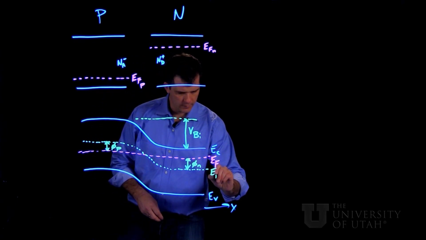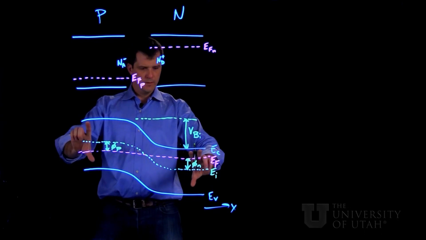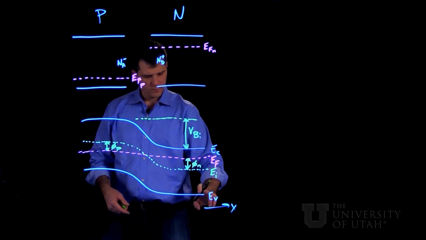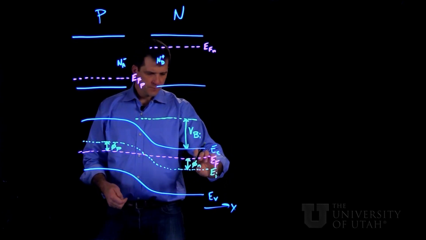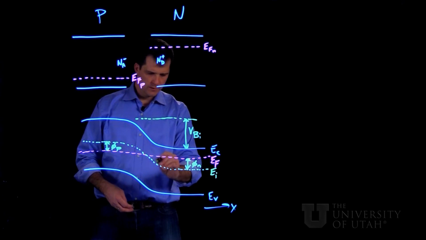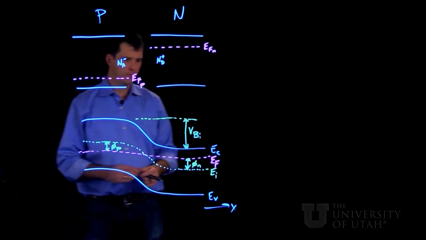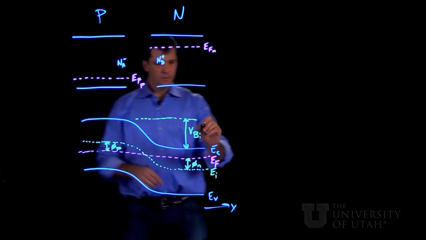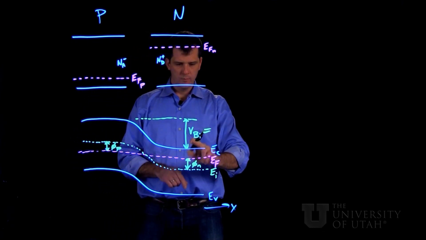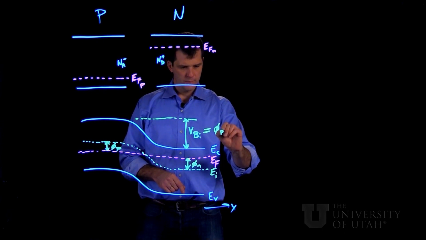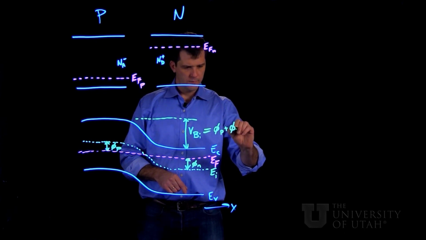So here I've drawn EI. And you'll notice that because EI has a constant position within the band gap, because it's defined for the intrinsic semiconductor irrespective of doping, we can use it as an energy reference, and the shape will be exactly the same as that of the conduction band or valence band. So we can write the built-in voltage here as phi p plus phi n.